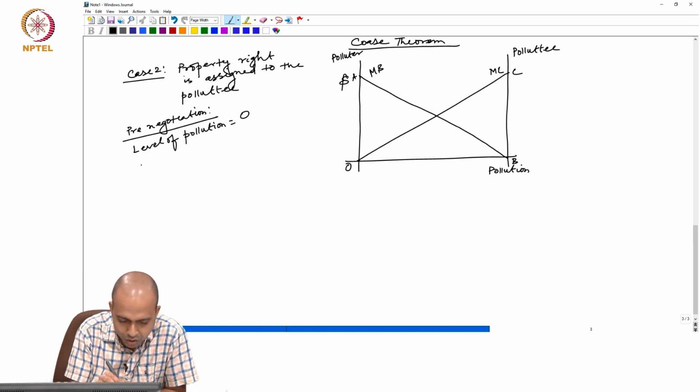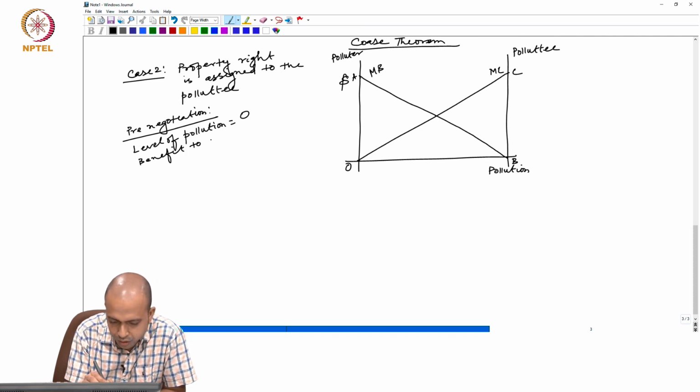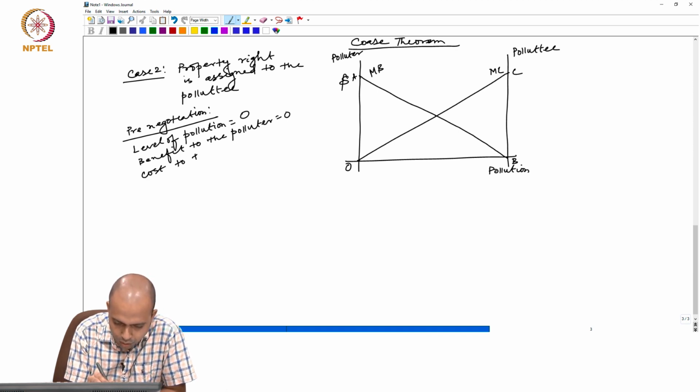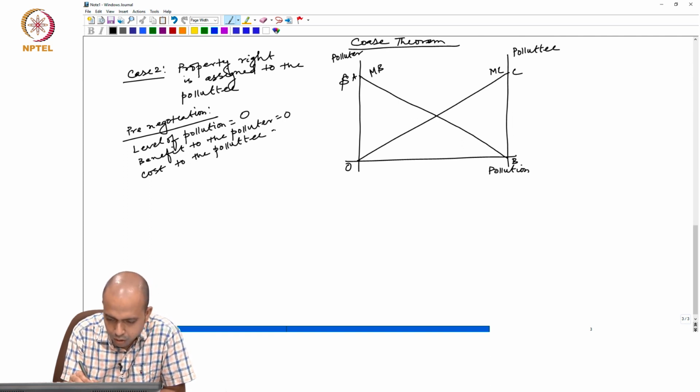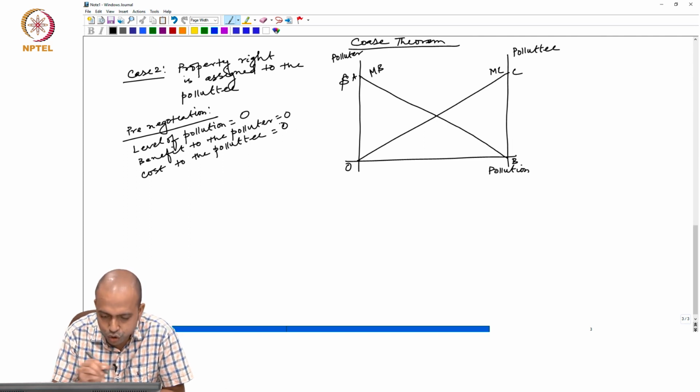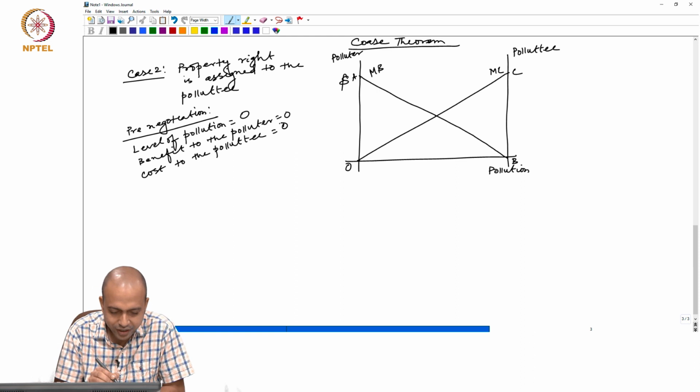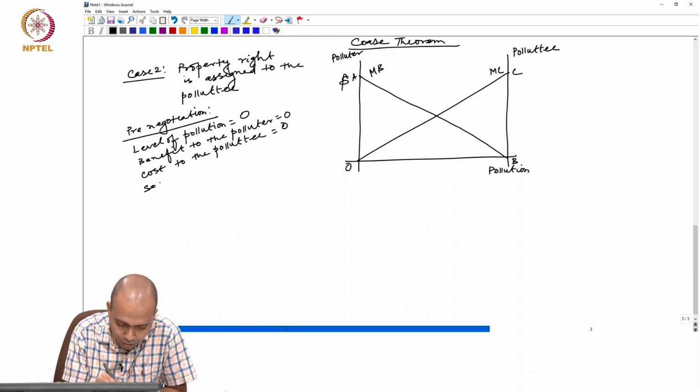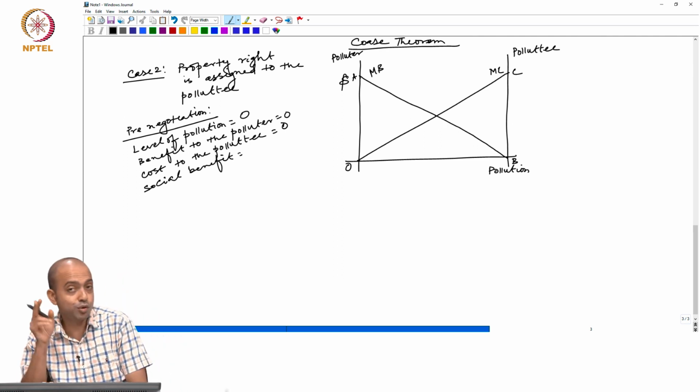If this is 0, what is the benefit to the polluter? That is also 0. What is the cost to the polluter? Sorry, pollutee. Since there is no pollution, obviously cost of pollution control is also 0. But interestingly, what would be the social benefit? What would be the social benefit? This is something you need to think.